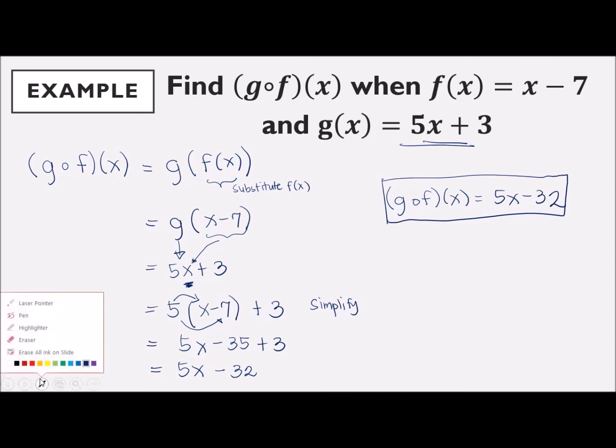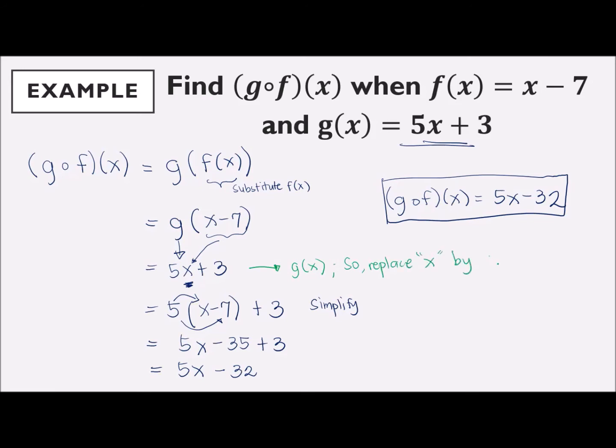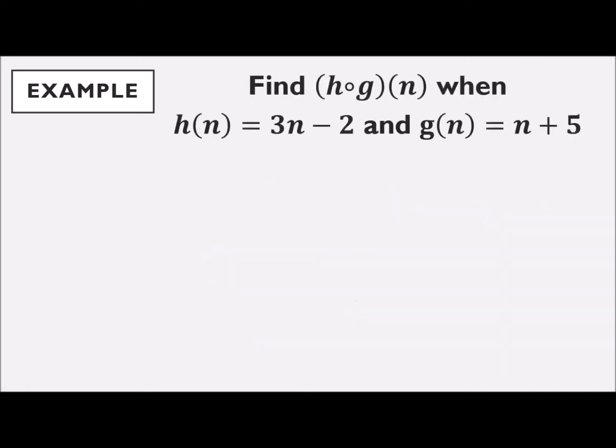Let me change the color of my pen to denote that this one is g of x. Okay? So, with that, replace x by x minus 7. So, ito yun. Okay? And then, you're just going to simplify. I hope that's clear. Let's move on to the next.